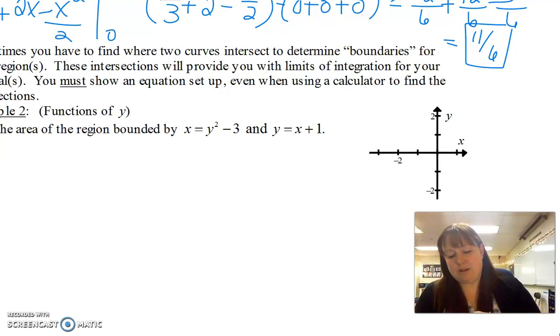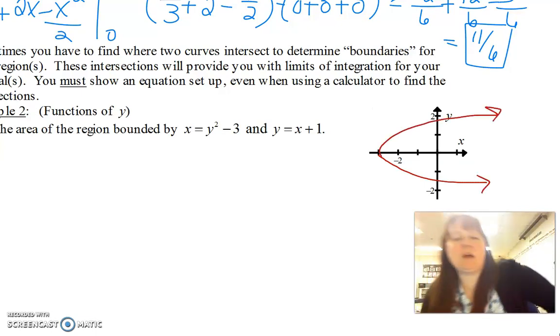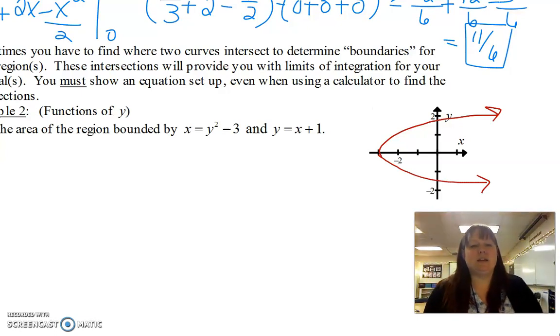So this parabola shifts left 3 and looks something like that. Oh, it's rounder than I thought. Okay, so there's our parabola right there. And then it's also bound by the line y equals x plus 1. So that is this line right here.